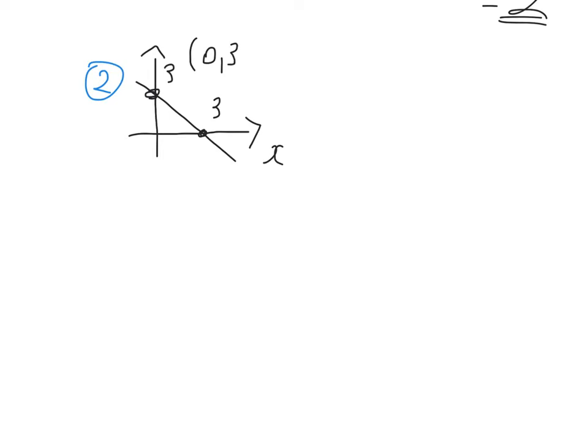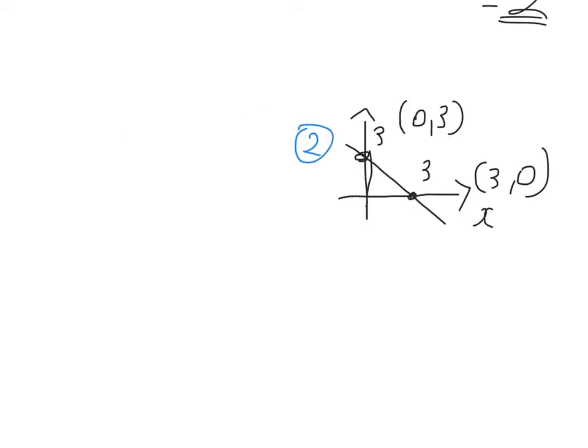Question 2. So this time I'm given a line that's sloping down the way. I've got the point that crosses the y-axis up at 3. So that is the point 0, 3. The point along the x-axis, the x-intercept, that is 3, 0. So again, I've got x1, y1, x2, y2.